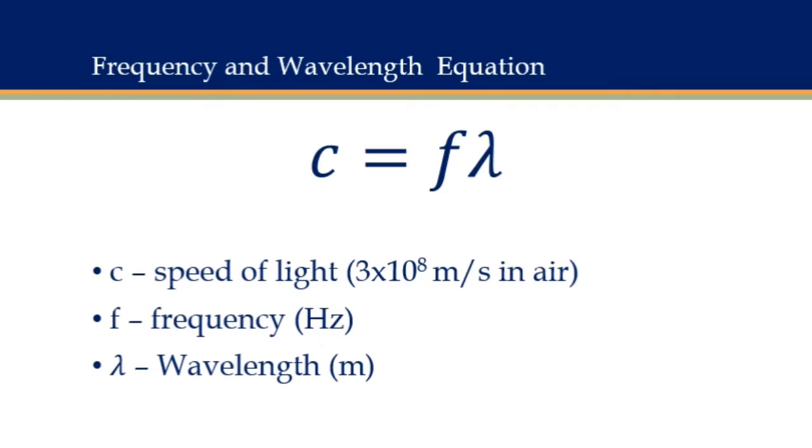F is frequency, measured in hertz, and lambda is wavelength, measured in meters. So, the higher the frequency is, the lower the wavelength is going to be. You're going to see that as a recurring theme throughout this whole topic.